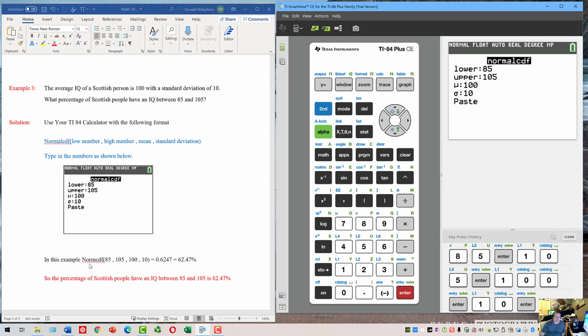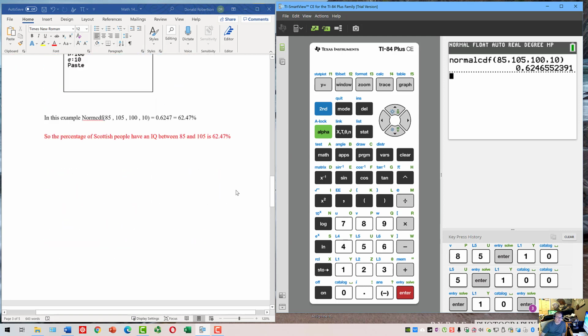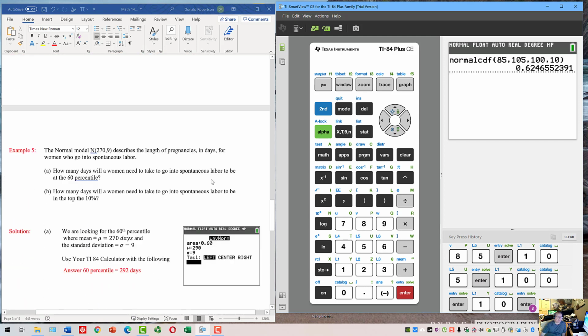Now do you see that's a good screen capture of what I have here? So when I hit enter, we get this, and then I hit enter, and I got 6247 if you round it off, about 62.47%. So slightly more than 60% of Scottish people have an IQ in this range. So that's a typical kind of middle of the range kind of set of intelligence quotients.